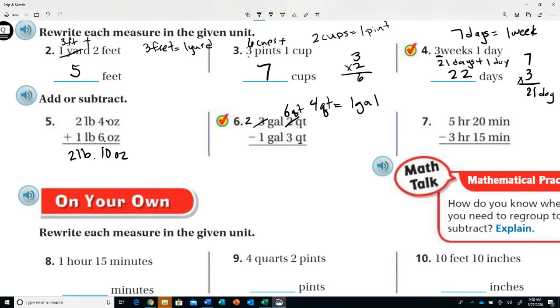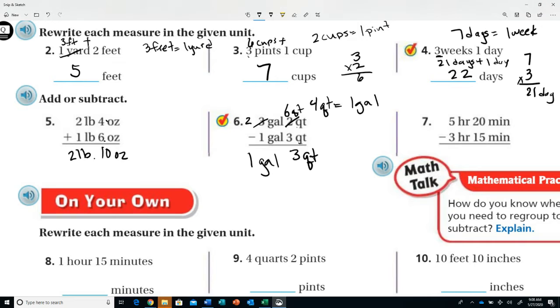But what it does for me is now I can subtract. So 6 quarts minus 3 quarts is going to give you 3 quarts. And then a simple subtraction here with 2 minus 1 gives you 1 gallon. So now I have 1 gallon and 3 quarts, which is our final answer, and done with the problem.